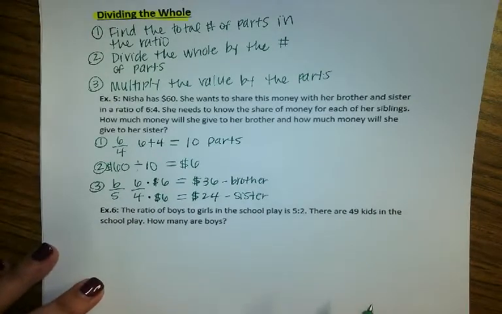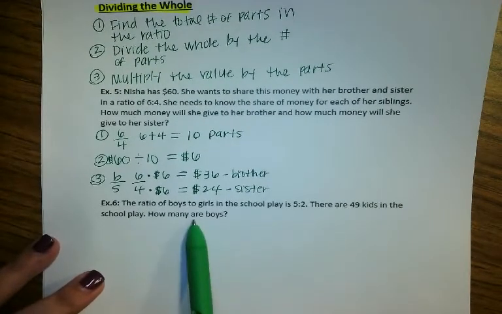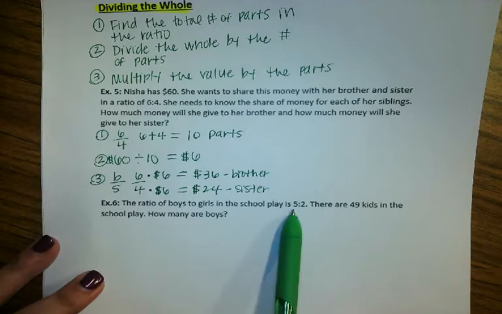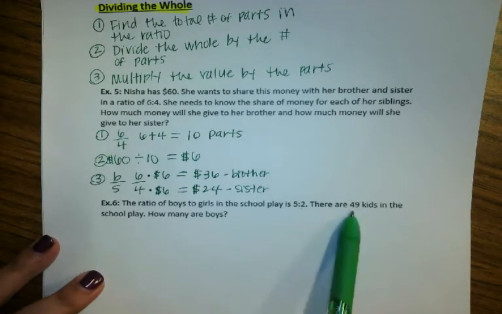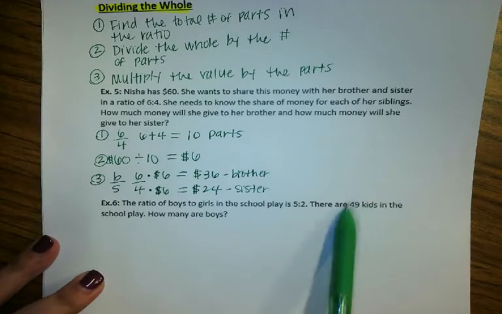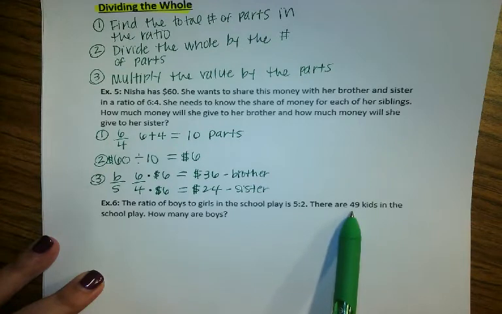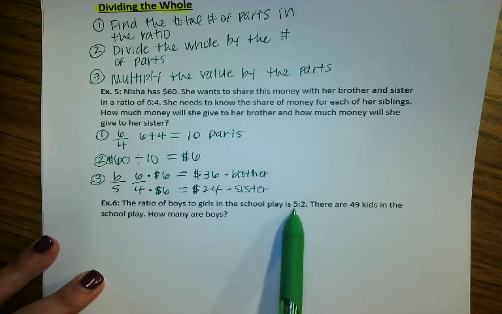Okay, we have one more example of dividing the whole. The ratio of boys to girls in the school play is 5:2. There are 49 kids in the school play. How many are boys? So again, this is a dividing the whole because I only know the total amount of kids or the whole amount of kids in the school play, and I want to know how many are boys.